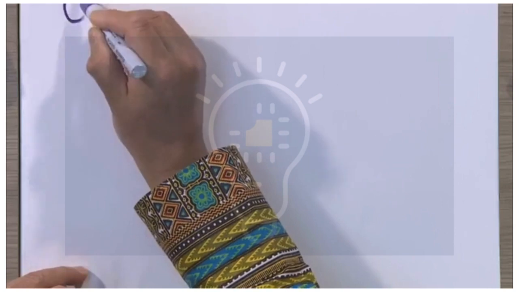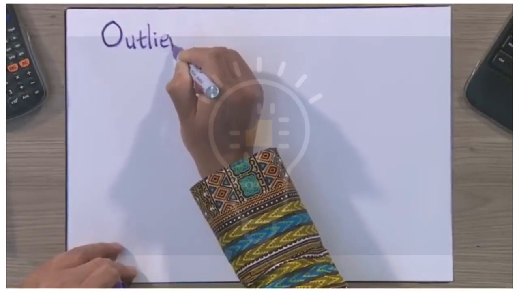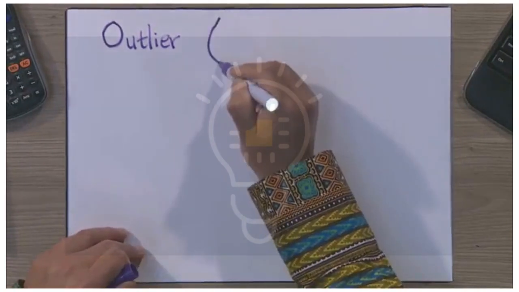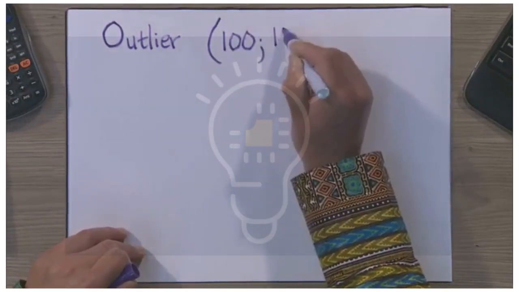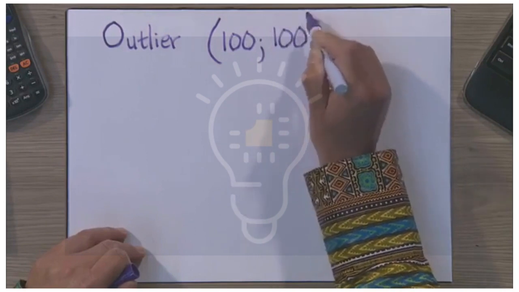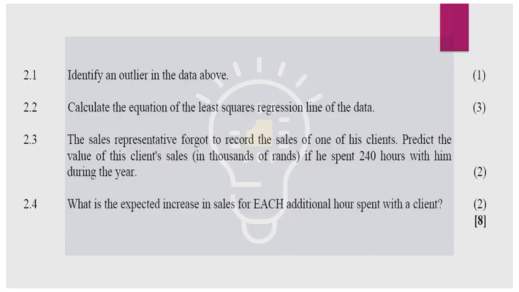So if I write that down here, the outlier, in other words, that point that is away from the data set, is 100 semicolon 100. Right, there we go. That's my outlier. And once I've done that, I'm sure that I've got my 1 mark. Now question 2.2 says, calculate the equation of the least squares regression line of the data set.